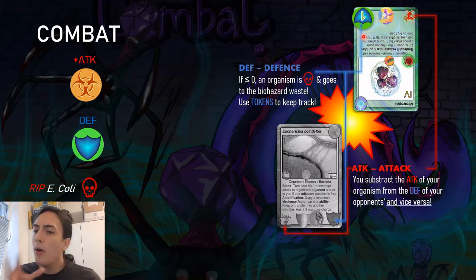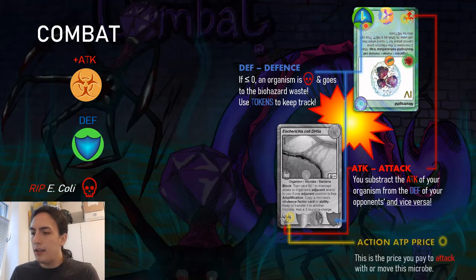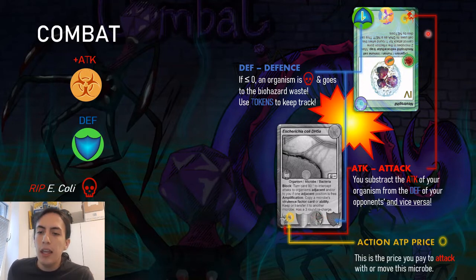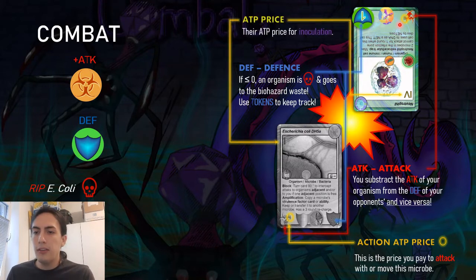Whether you play IRL or online, there will be these tokens available so you can keep track of the stat values that have changed. So here the neutrophil has taken some damage, so now it has 1 defense, and you can use these tokens to represent that. In addition, there are some other things, just to recap, that are shown on the cards. Again, the action ATP price. If E. coli was attacking, it would have to pay 1. If neutrophil was attacking, it would have to pay 2. You only do this when you initiate the combat. This is shown here for attacking or for moving, but not for abilities, you pay this price.